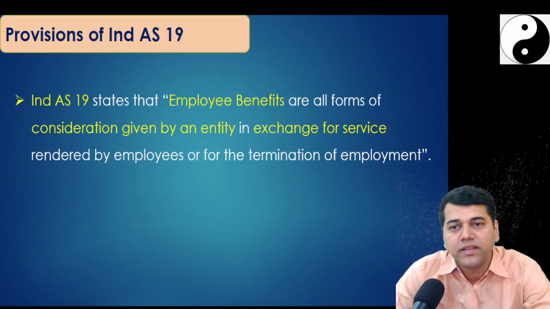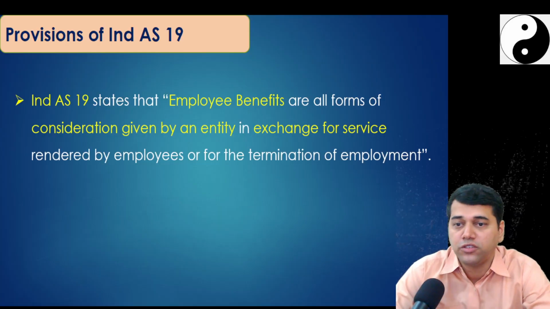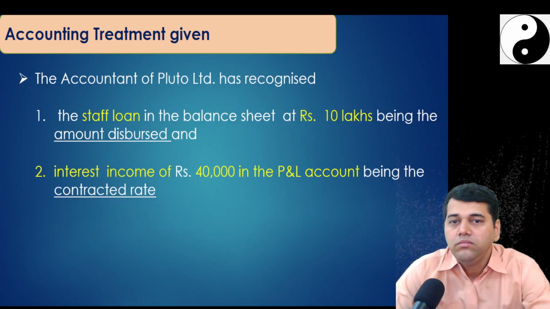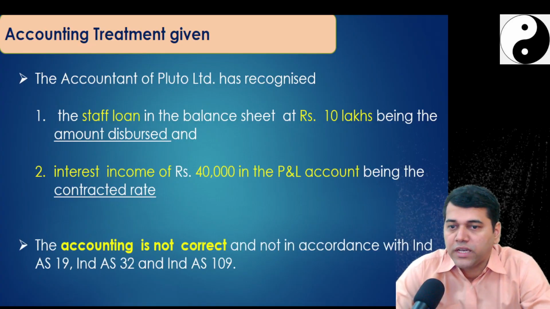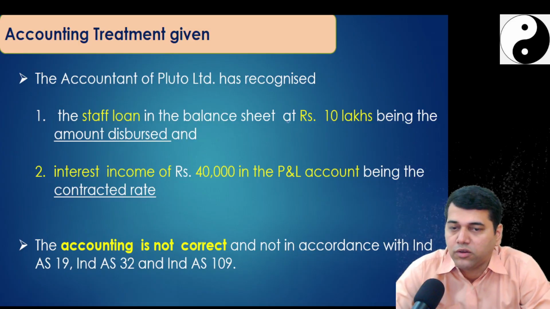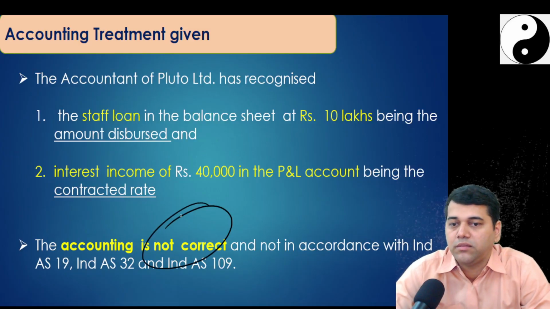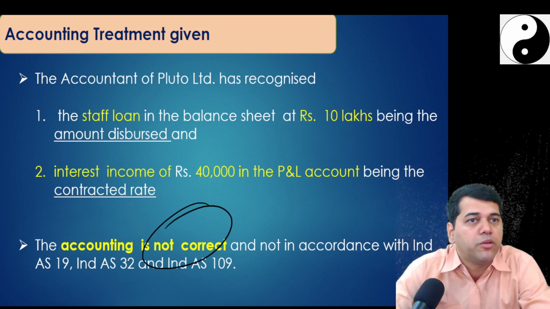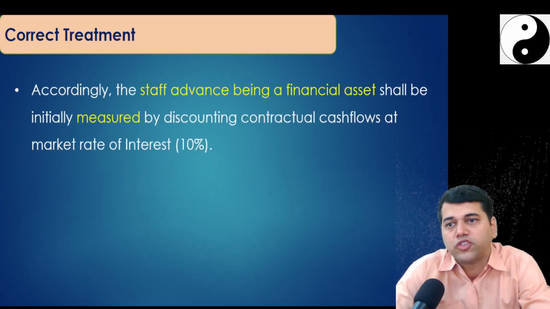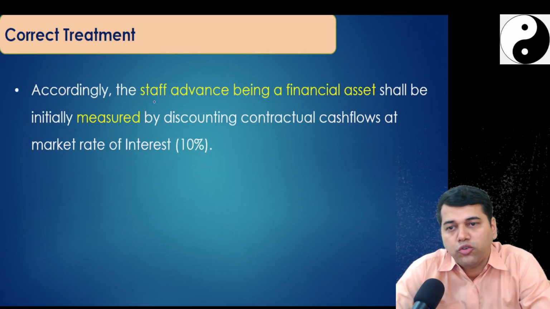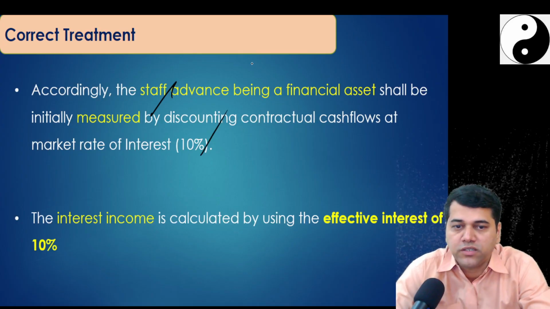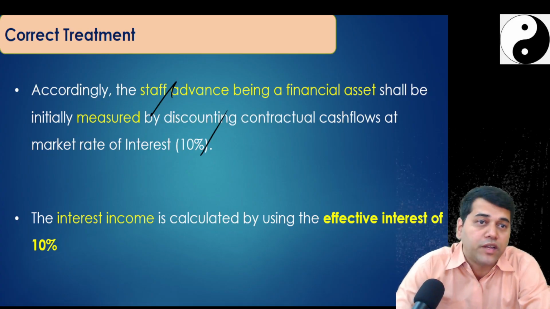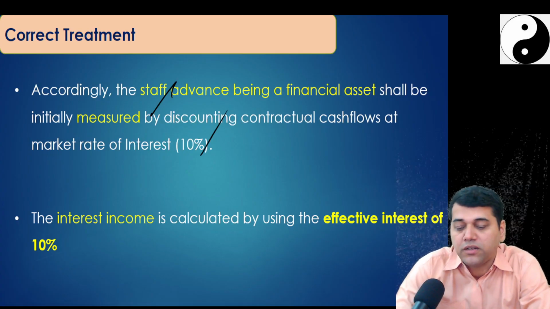Now, IAS 19 says that employee benefit expenses in exchange of service should be expensed on SLM basis. Now, they have given a staff loan and charged this 40,000 to P&L account, which is not correct, because they have not recognized any employee benefits, and the instrument is not at a fair value. So, you have to measure at the rate of 10%. So, first calculate the interest at the rate of 10%, not 18%. So, this is the first part of the question.